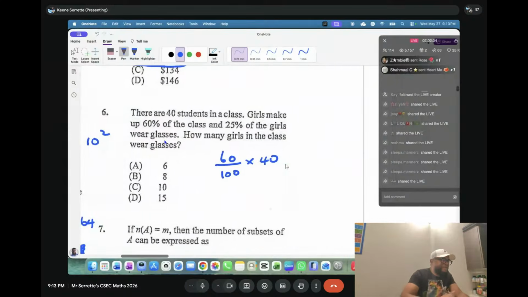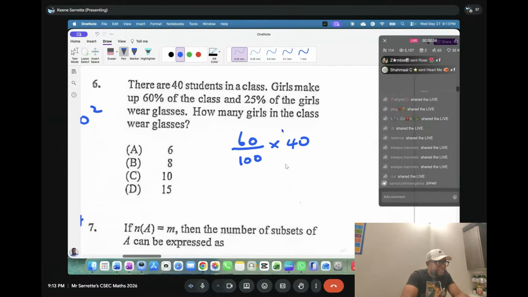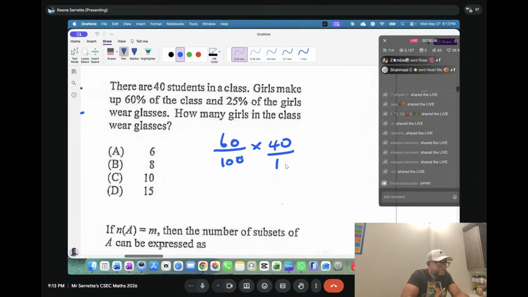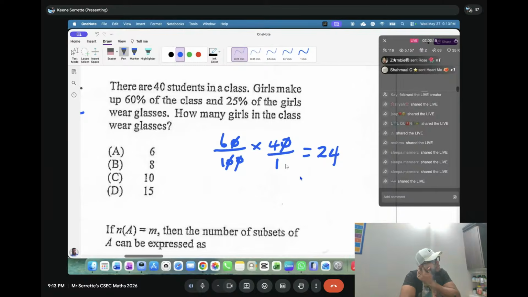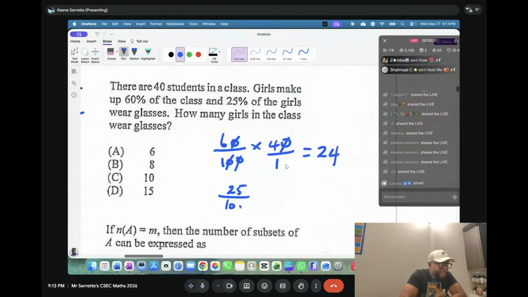Yeah. Right, 60% of 40. How many girls in the class? And what percent of those girls wear glasses? 25%. That'll be 25 over 100 multiplied by 24, which is like a quarter of 24, right? This is 1, this is 4. 4 into 24 would be 6.